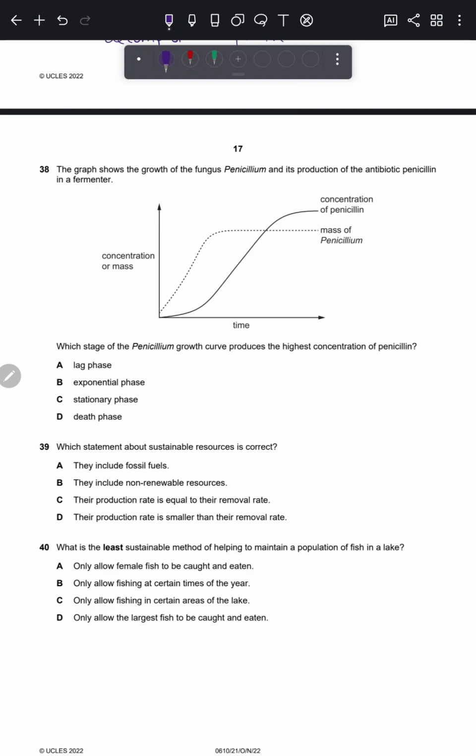Okay, 38. Graph shows growth of fungus Penicillium. It's produced by the antibiotic penicillin. So which stage of Penicillium growth curve produces highest concentration of penicillin?